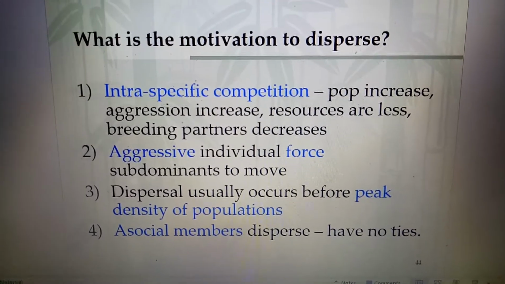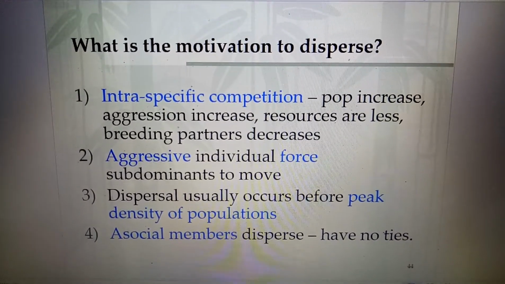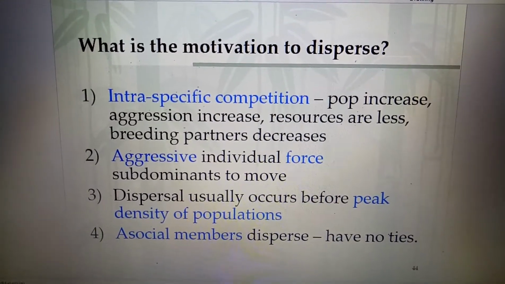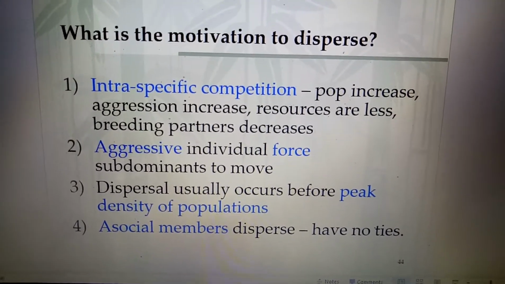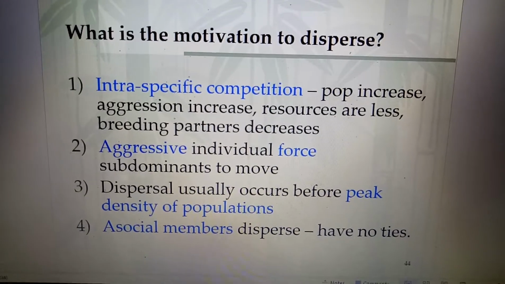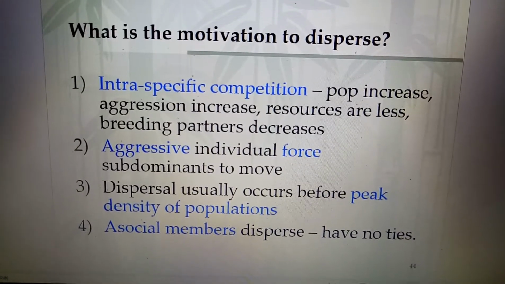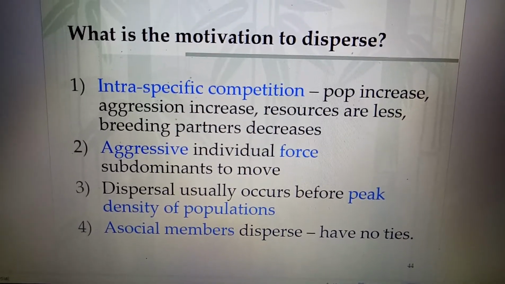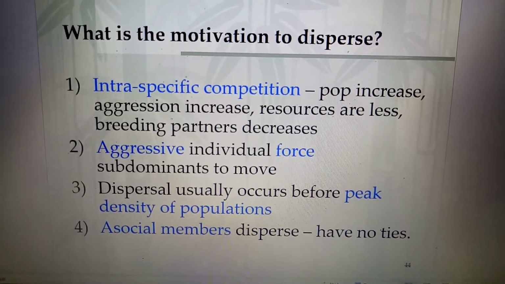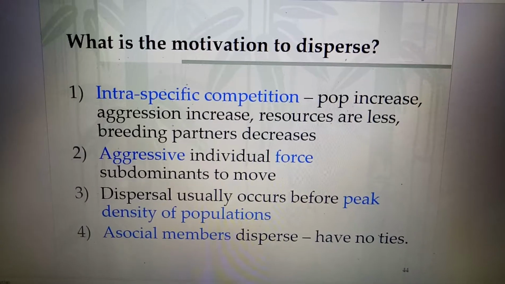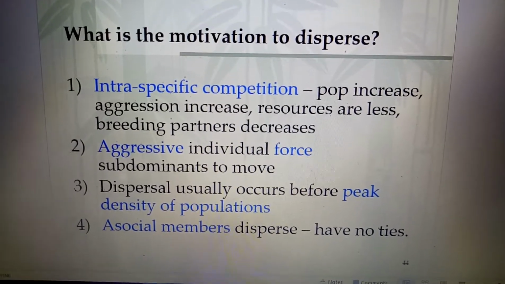Number 1, intraspecific competition: population increases, aggression increases, resources decrease, breeding partners decrease. So number 2, aggressive individuals force subdominants to move. Number 3, dispersal usually occurs before peak density of the population. And the last one, social members that disperse have no ties.